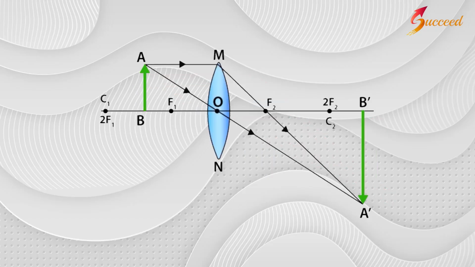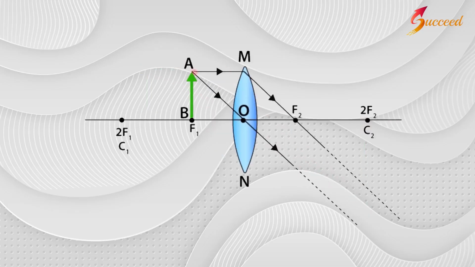Now let us place the object between 2F1 and F1. Now let us take two rays, one parallel to the principal axis and one passing through the optic center. After refraction, they meet at a point and form the image beyond 2F2, which is enlarged, real and inverted.